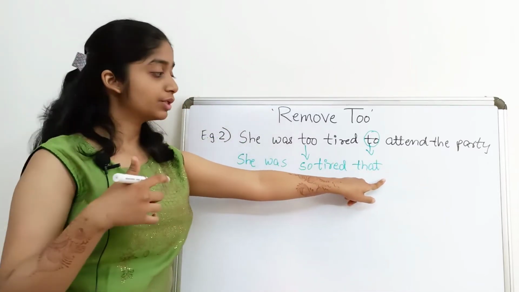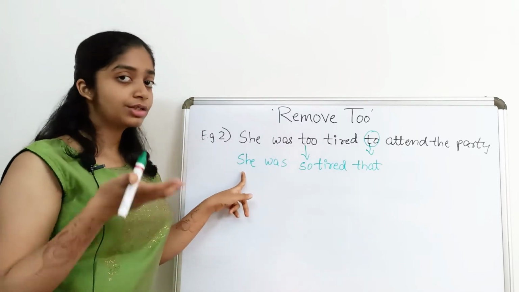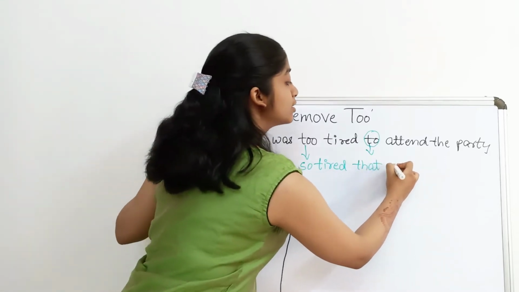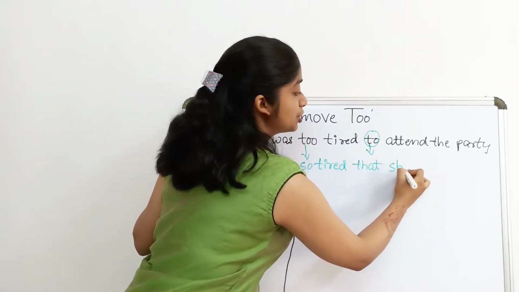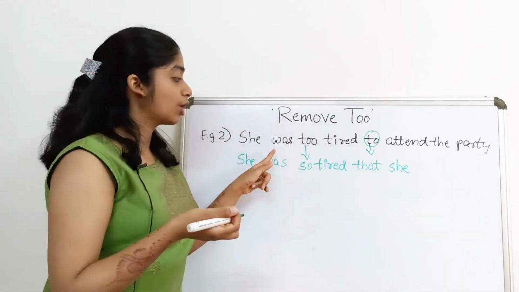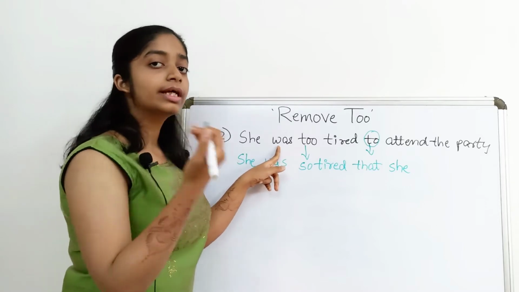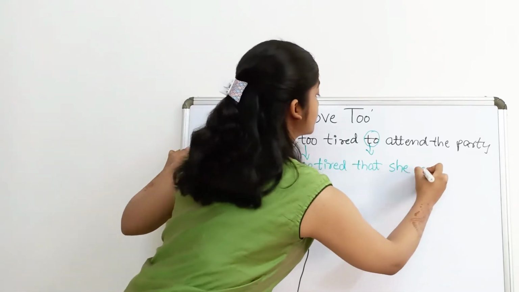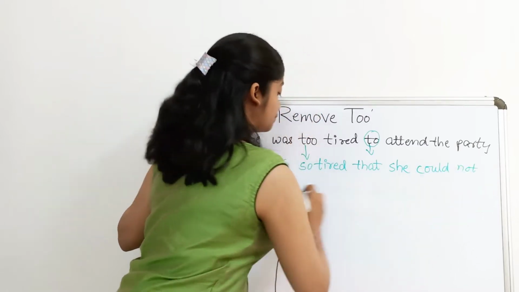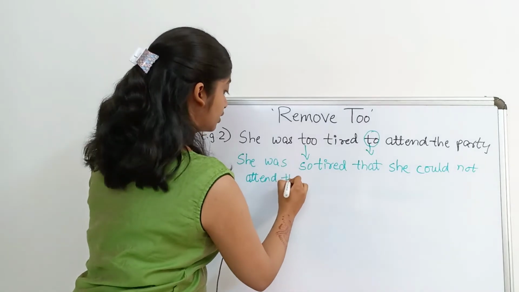Why will we write "she" over here? Because she is the subject of this sentence. She was so tired that the subject is she. Cannot or could not, we will use "could not" because the sentence has the word "was", which is in the past tense. Could not attend the party.